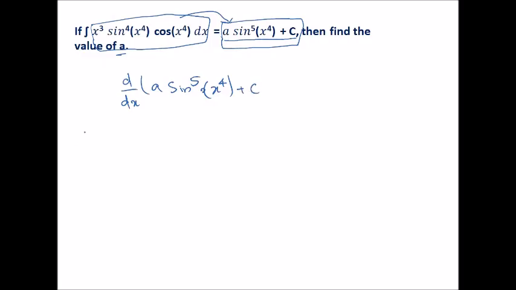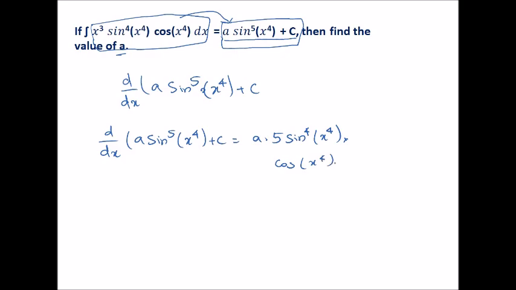Here, using the chain rule, the derivative dy/dx of a sin⁵(x⁴) plus c is equal to a times 5 sin⁴(x⁴) into cos(x⁴) into 4x cubed. So this is the chain rule.